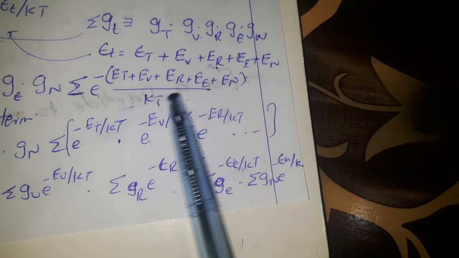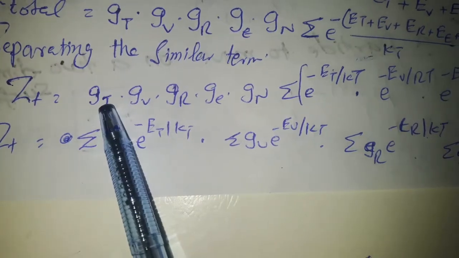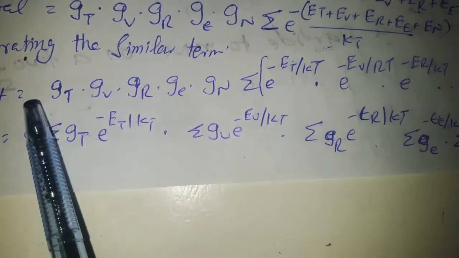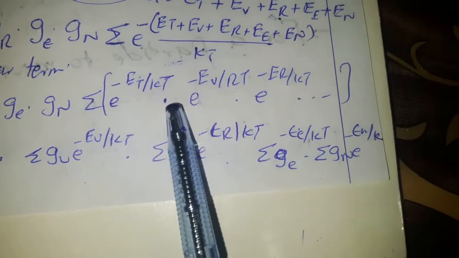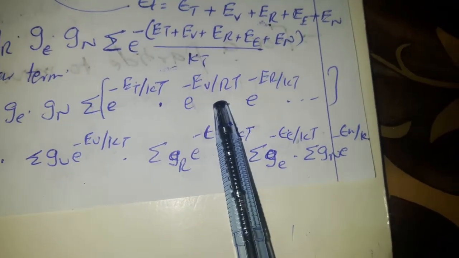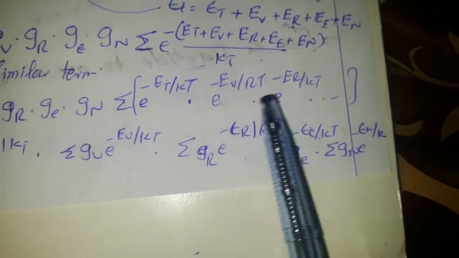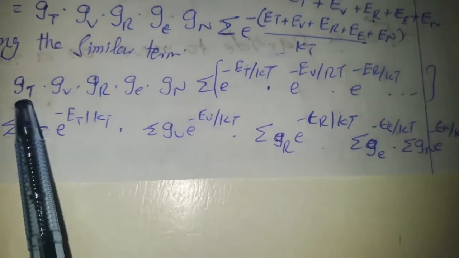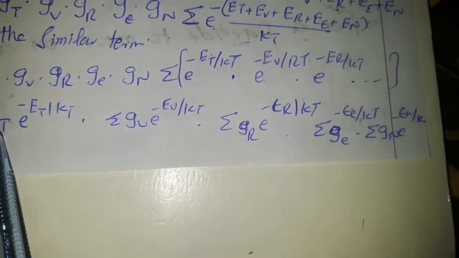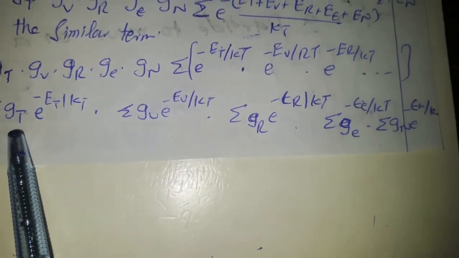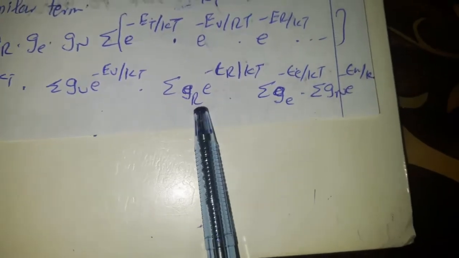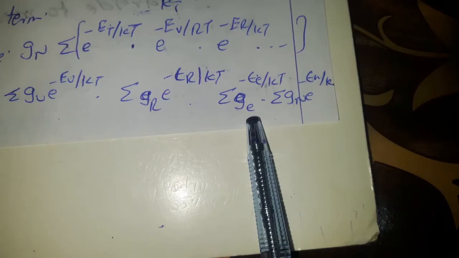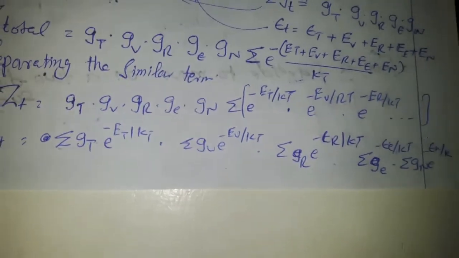Separating the terms and simplifying, we have this degeneracy for the different kinds of motion, and we separate these terms for translation, rotation, vibrational, etc. Similarly, we multiply with the corresponding degeneracy, that is translational motion, vibrational motion, and this term is for rotational, and this is for electronic and nuclear, and so on.